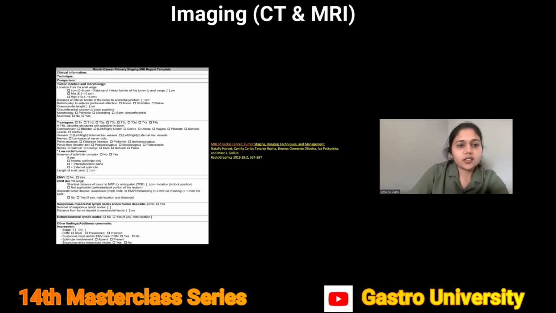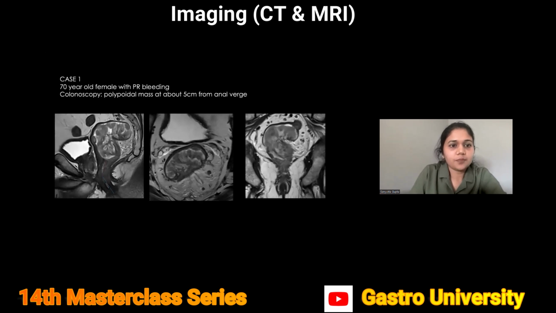So I would just give a few of the cases. This was a phase 1, 70-year-old female with PR bleeding, and on colonoscopy they found a polypoidal mass at about 5 centimeters from the anal verge. So this is how the mass was. This is a big polypoidal mass with a puckering at the posterior wall, and on the axial scans we can see the mass quite clearly. It is reaching up to the muscularis propria, and this is how the coronal oblique looks.